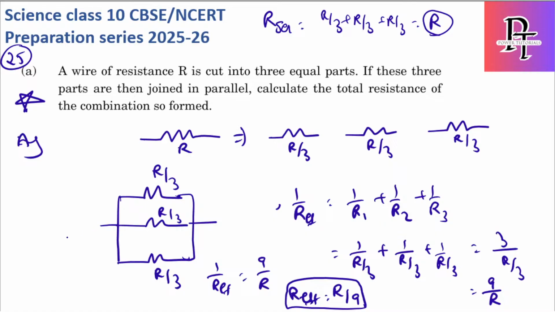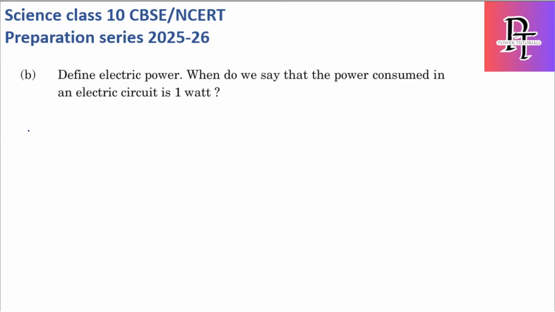Okay. Next, let's move to the B part, that is also related to physics. As I told you, A or B can only be solved. We should only solve one, and if you solve both, the second will not be considered for marks. Okay, so what is the definition of electric power?